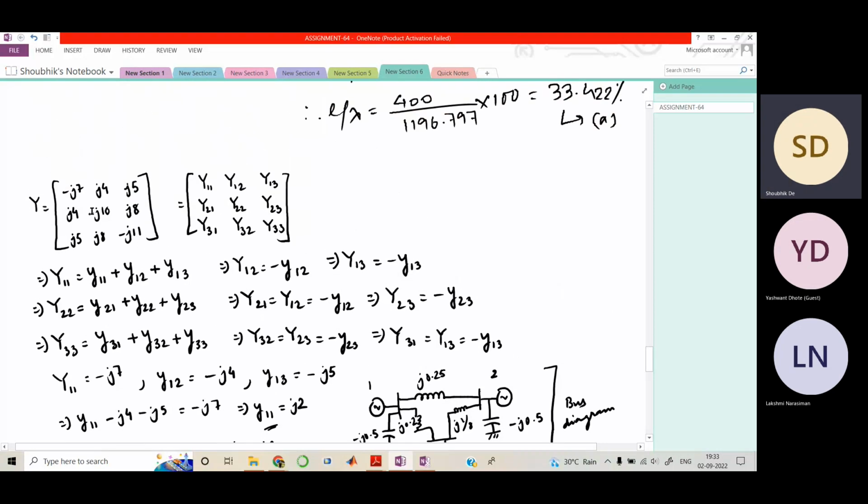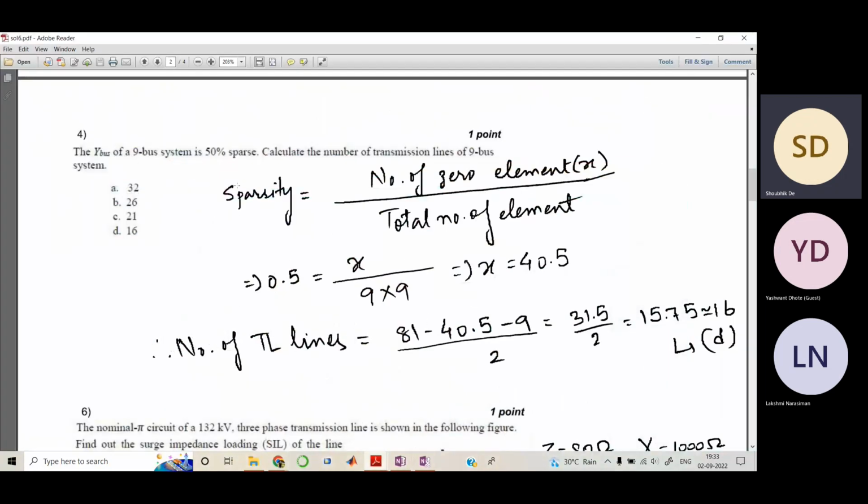So while solving this problem, we can't consider the diagonal elements, Y11, Y22 and Y33, of this kind of matrix. That is why, in a 9 cross 9 matrix, we have a total of 9 diagonals, and I'm subtracting this 9 from this, and this comes out to be 31.5.